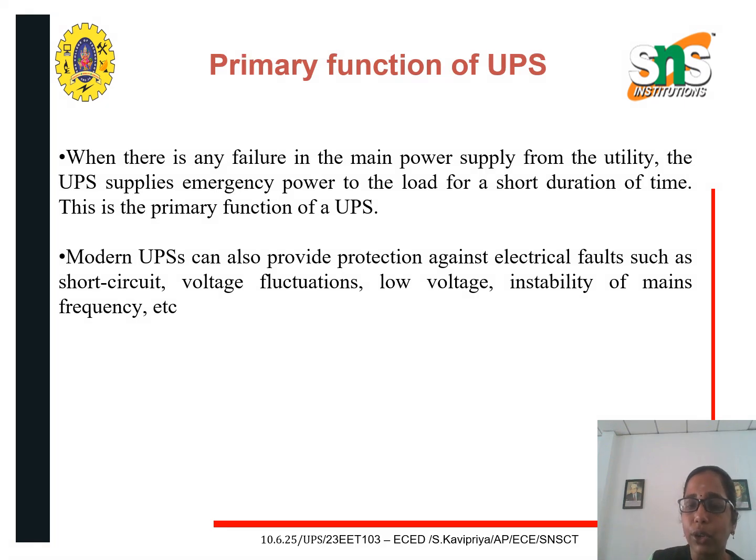Next is the primary function of a UPS. The main function is to provide a power backup. Whenever there is an interruption in the main power, the power stored in the battery will be supplied to the load. For this purpose, components such as the rectifier and inverter are used. The rectifier converts the AC to DC, and the DC power is stored in the battery. Whenever there is an interruption in the main power, the electrical energy stored in DC form in the battery will be converted to AC using the inverter, and it will be supplied to the load. This is the process that occurs in the UPS.